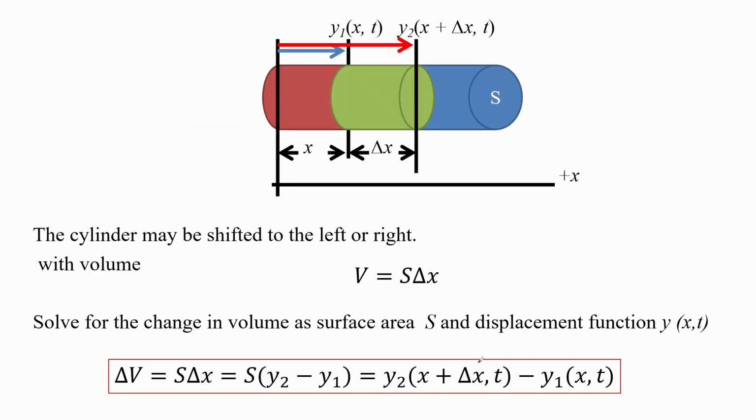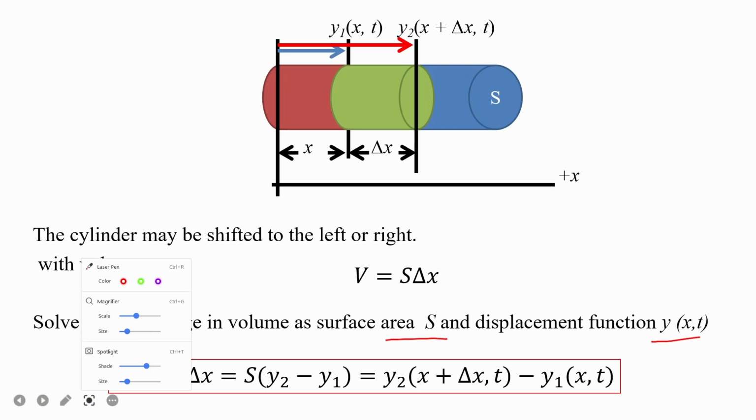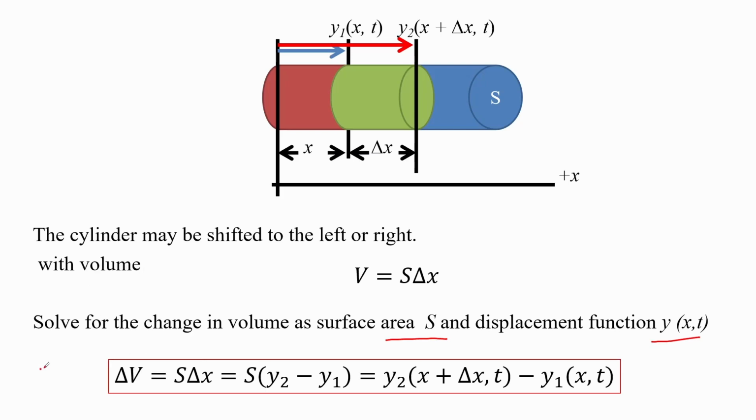The cylinder may be shifted to the left or right. With the volume V equation, solve for the change in volume in terms of surface area S and displacement function y of x and t. We see the equation here.